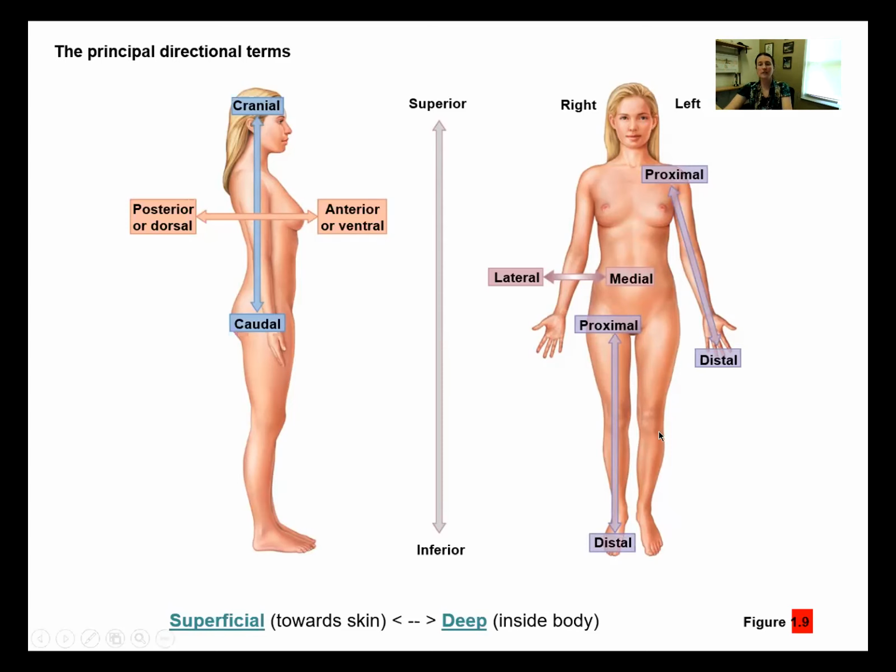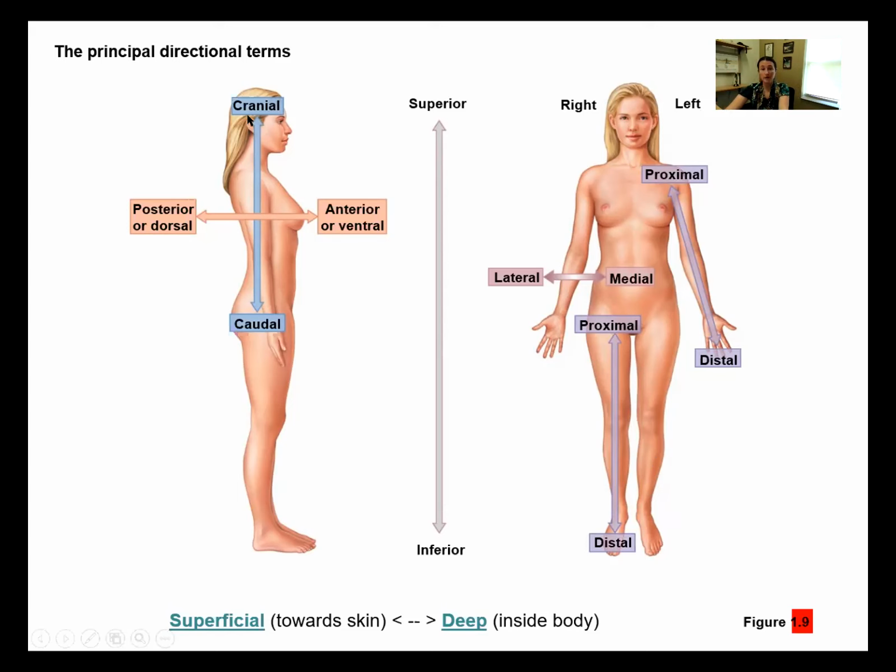Similarly, you could say the knee is superior to the ankle. The knee is closer to the top, closer to her head than the ankle is. The ankle is therefore inferior to the knee. So we can use these to compare two structures in space.